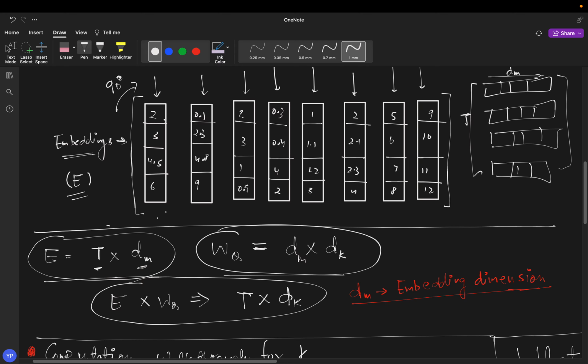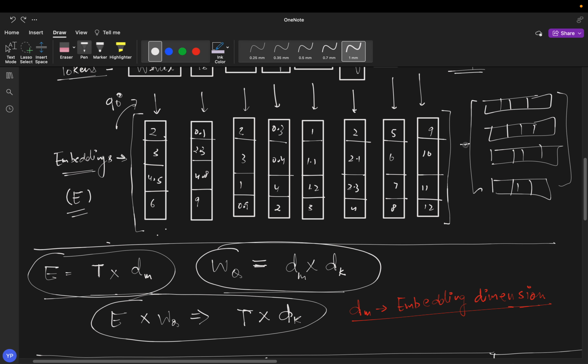Now another thing is, say you're taking WQ. WQ will have a shape of dm cross dk. dk is just an arbitrary number we're calling dk, a dimension. As you can notice, the dm here in the embedding and the dm here in WQ are matching, so they can be simply multiplied easily.